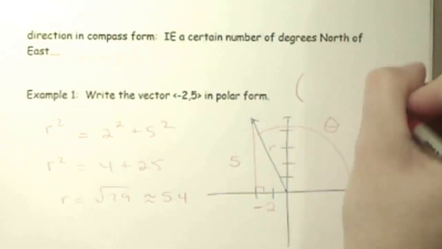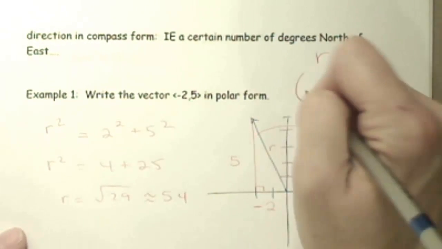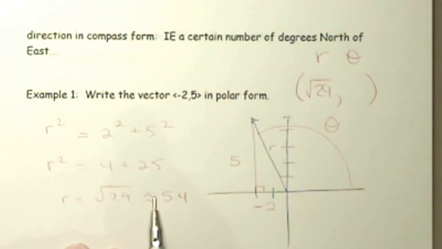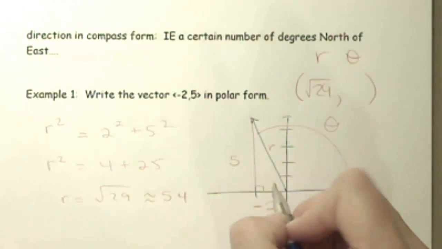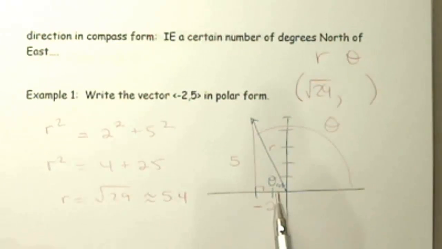So in writing our polar form with r, theta, we easily have the r as the square root of 29. The degrees we can find with any trig function. I will use not the radius because it's been rounded off. I'll use tangent. So to get this theta reference angle, I will do tangent inverse of 5 over 2.